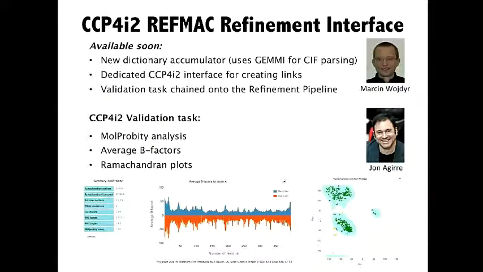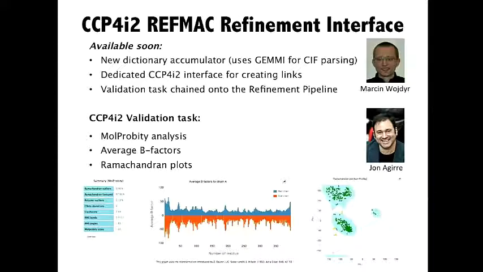Also available soon, we should have a new dictionary accumulator which has been created recently. If you've got multiple ligands in your structures, you may have multiple links and modifications, and all of that needs to be combined. We've got a new dictionary accumulator to do that, to replace libcheck. It should deal with a large number of cases. Again, a shout out to Martin Voida. Gemmi was used for SIF parsing in this case, and he's been useful with support. We expect there to be a dedicated CCP4 I2 interface for creating links in the near future.